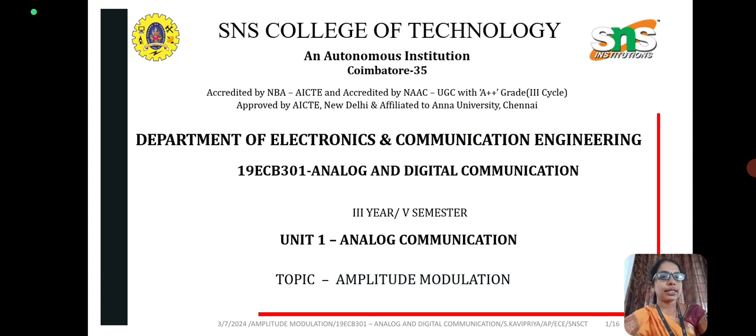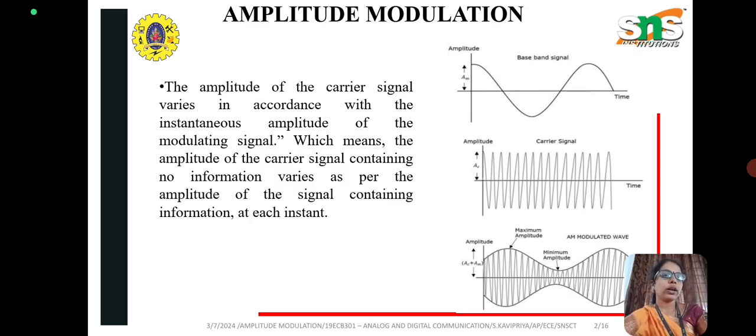I am going to discuss the topic amplitude modulation. So first, what is amplitude modulation? In amplitude modulation, we vary the amplitude of the carrier signal in accordance with the amplitude of the input signal, which is nothing but a baseband signal.